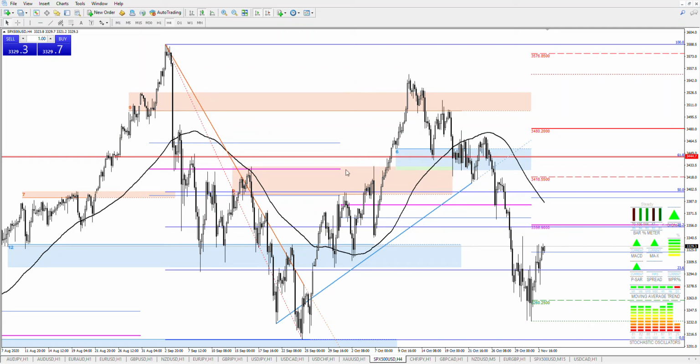Forex update for the 3rd of November. S&P update. I think we're going to try and test the monthly pivot at 3358.